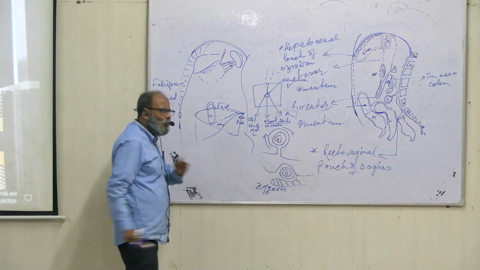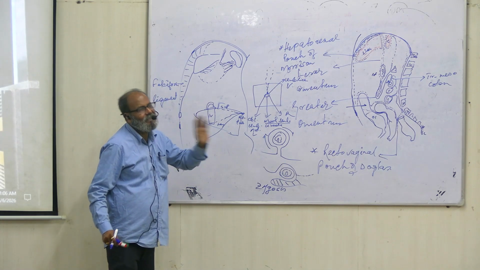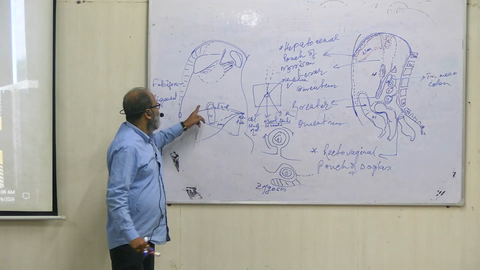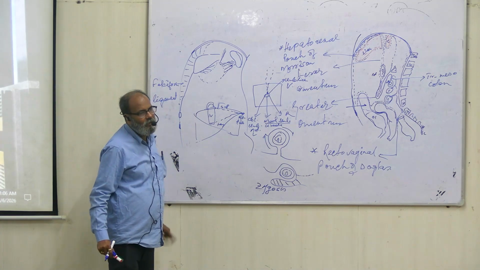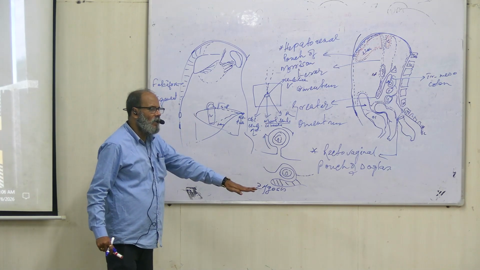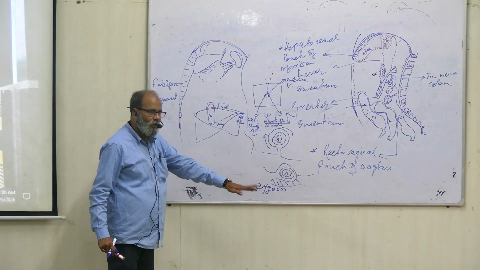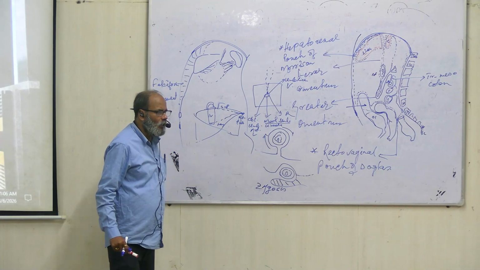What's my point? I will show you. I will take one class of dissection to show this thing. You will not be able to access the superior surface of the liver. So this is the falciform ligament, okay?